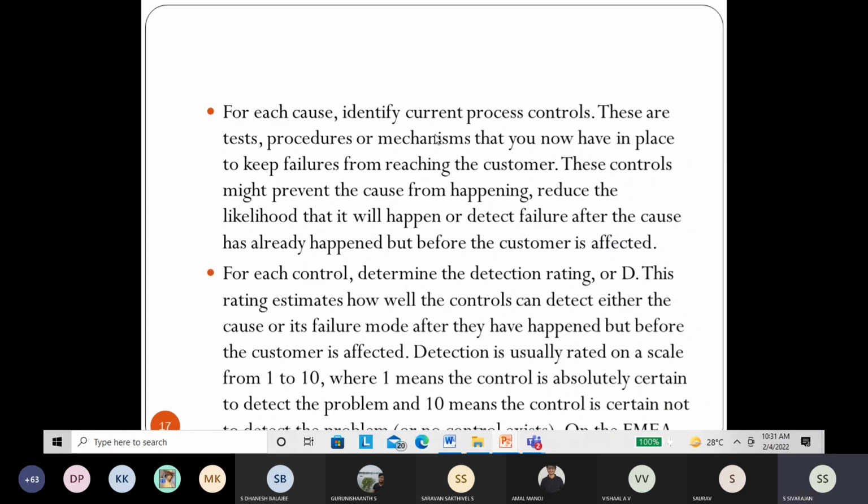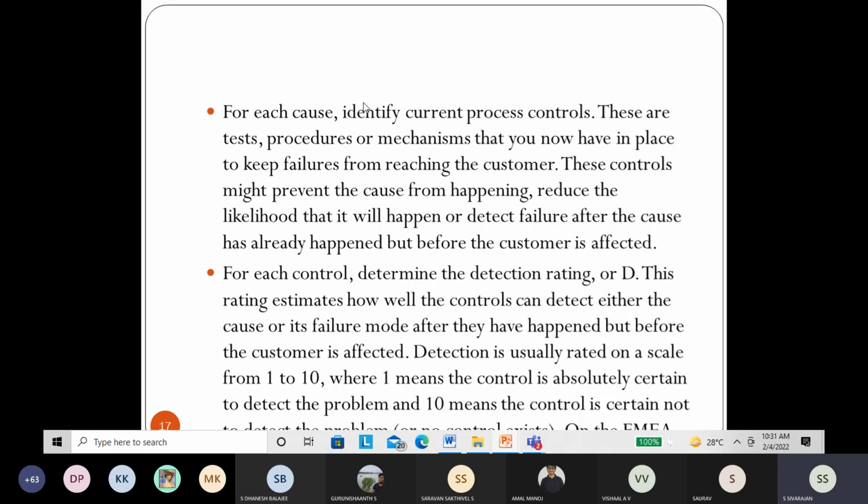For each cause, directly identify the process controls. These are the test procedures or mechanisms. I think even Avita was asking: what are going to be the test procedures for each failure mode? What is the process? For example, in drilling a hole, we are going to do an inspection. You may have these in place to keep the failures from reaching the customer. So these controls might prevent failures. In the ATM example, there is a cash alert. All these things need to be identified.